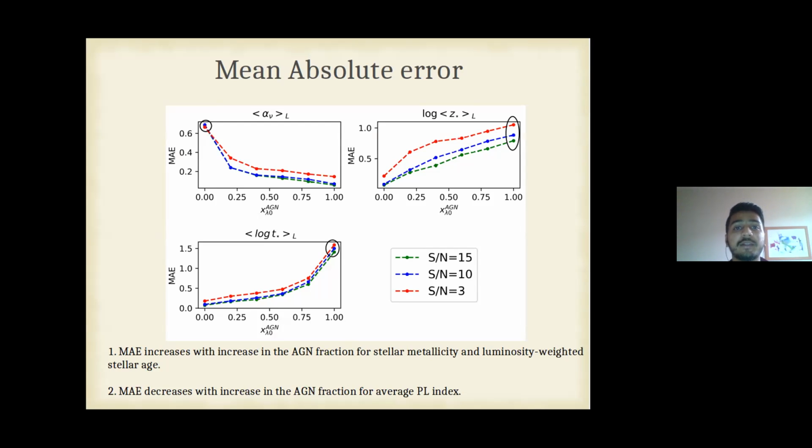The thing to note here is that for the parameters connected to the power law model, the mean absolute error decreases with the increase in the AGN fraction. On the other hand, for stellar parameters, the mean absolute error increases with the increase in the AGN fraction.